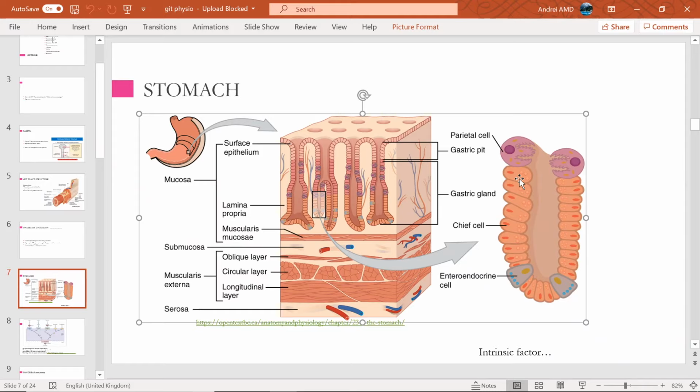Okay, this chief cell is the one that's responsible for secreting pepsinogen. This is the one that becomes pepsin. And pepsin is the one that you need for protein digestion. Yeah. And also pepsinogen to pepsin.